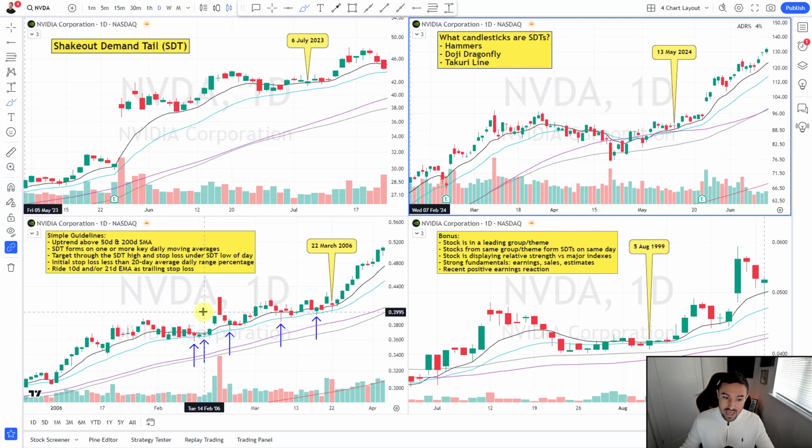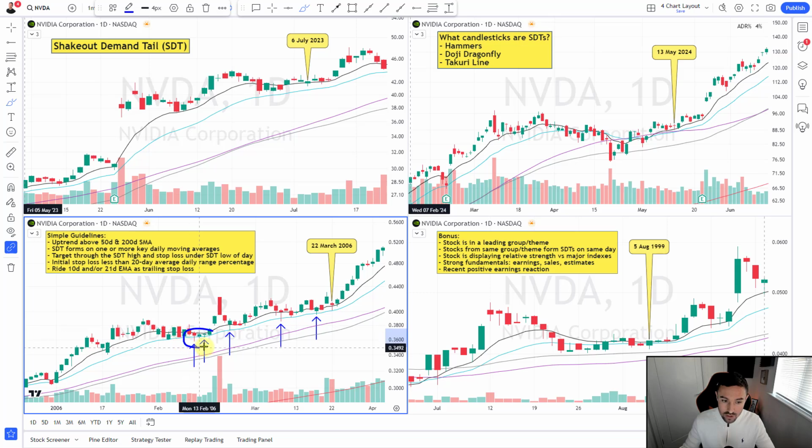You can see NVIDIA here back in 2006. You can see numerous shakeout demand tails forming around 10-day, 21-day EMAs. Here, 10-day EMA. Here, 10-day, 21-day EMA. Here, 10-day, 21-day EMA. And the final one here, 10-day, 21-day EMA, and it bounces perfectly off the 21-day EMA.